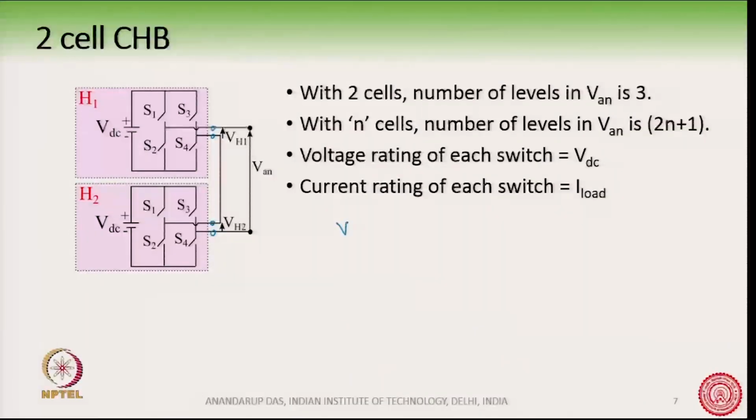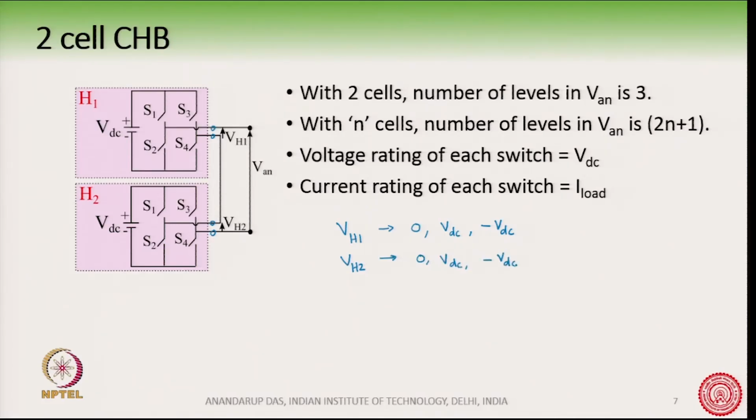So, VH1 and VH2, the voltages possible from VH1 and VH2 are independent of each other. So, VH1 can have 0, VDC or minus VDC, that we had seen earlier. What about VH2? VH2 is operating independent of VH1, so it can also generate 0, VDC and minus VDC.